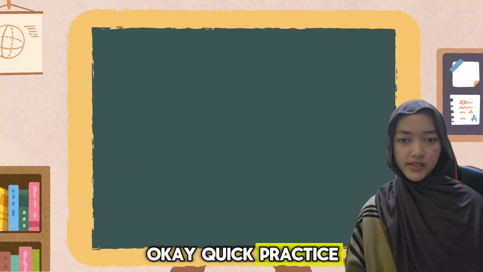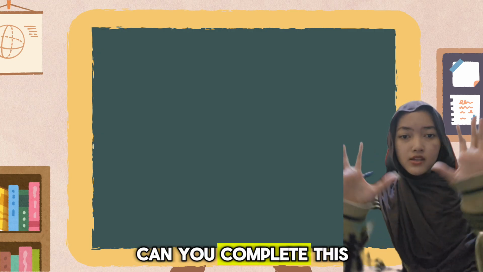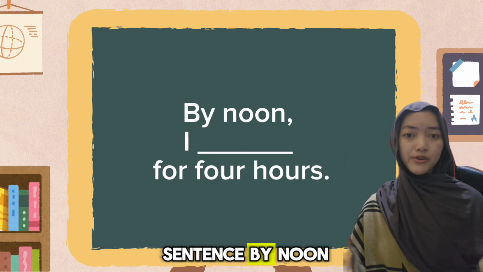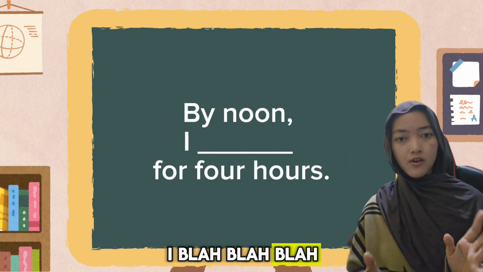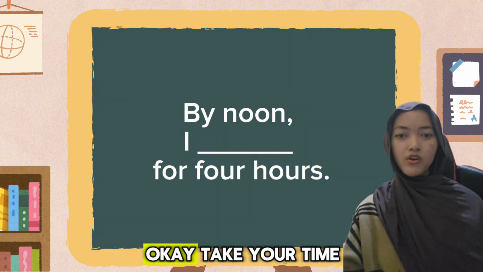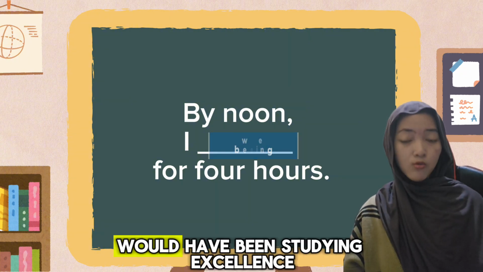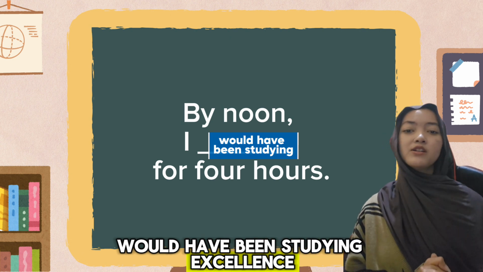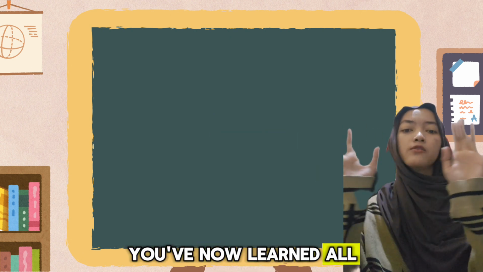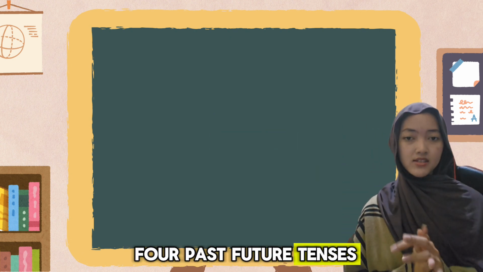Okay, quick practice. Can you complete this sentence? By noon, I blah blah blah for 4 hours. Okay, take your time. The correct answer is would have been studying. Excellent, you've now learned all 4 past future tenses.